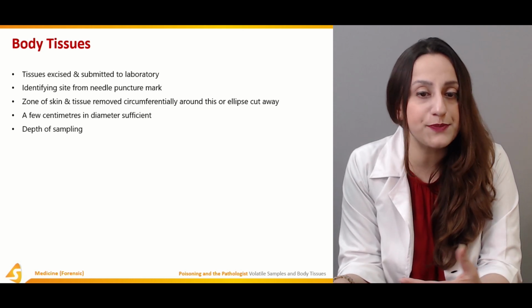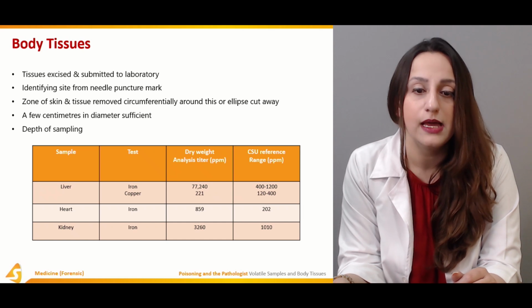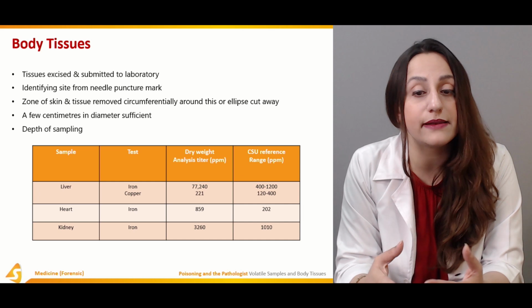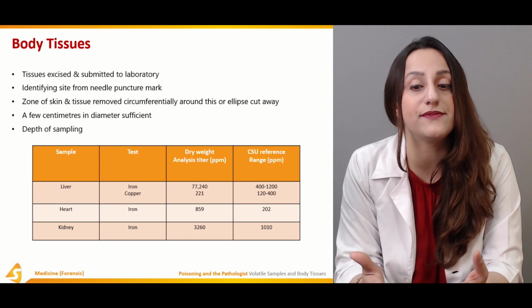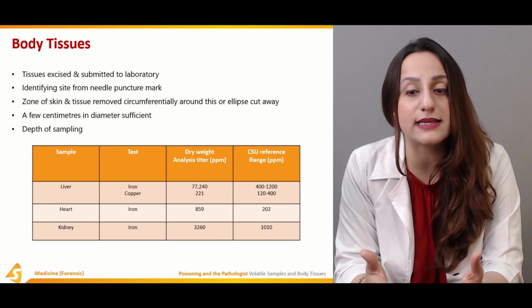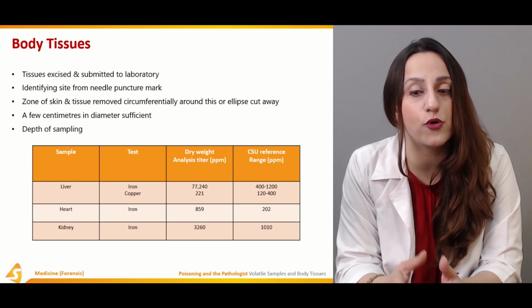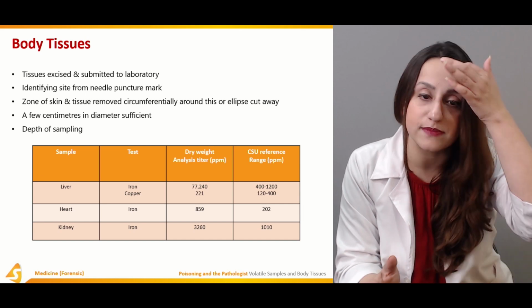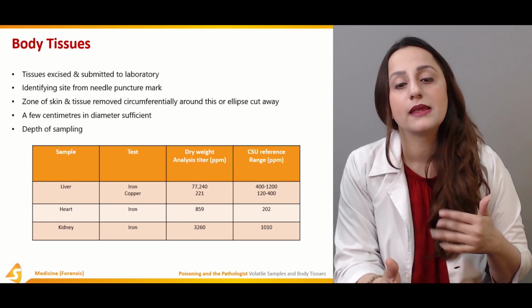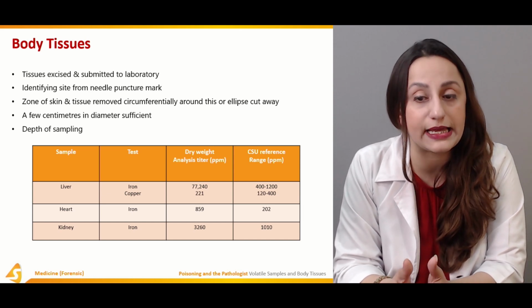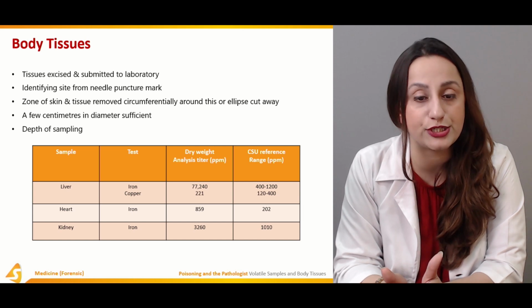The depth of sampling is again very important. For the liver, if we are suspecting iron and copper, the dry weight is around 77 to 40, and the CSU reference range is around 400 to 1200 ppm. So the heart, when it is tested for iron, the dry weight is around 859 and the CSU values are 202.